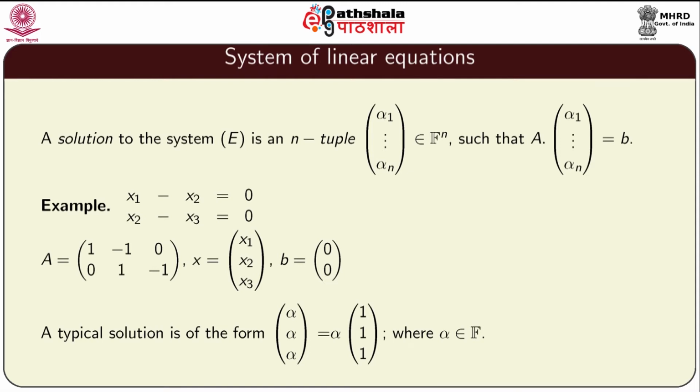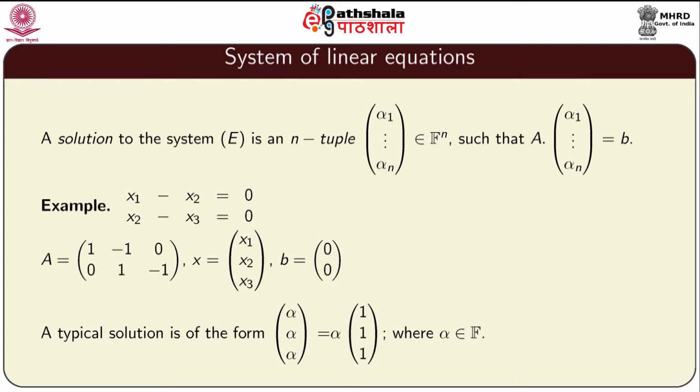Now, a typical solution, of course, here there are 3 unknowns. So, a typical solution would belong to F to the power 3. So, a typical solution would look like alpha 1, alpha 2, alpha 3. But if you look at the equations carefully, then you can see that x1 must be equal to x2 and x2 must be equal to x3. So, a typical solution would be of the form alpha, alpha, alpha.